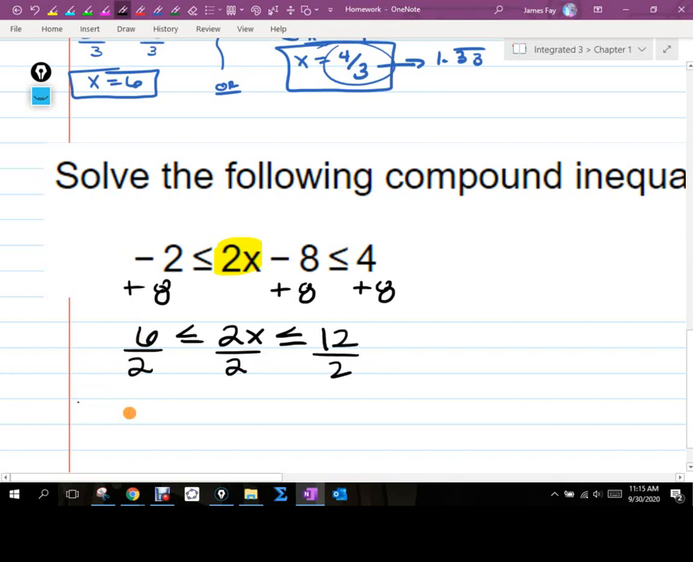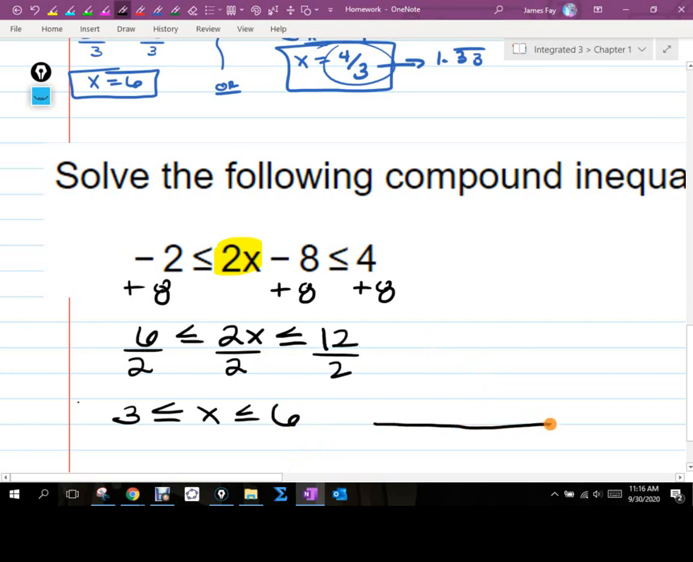What's 6 divided by 2? It's 3. 2x divided by 2 is x. 12 divided by 2 is 6. Does that make sense? And that's how they want you to type your answer in.